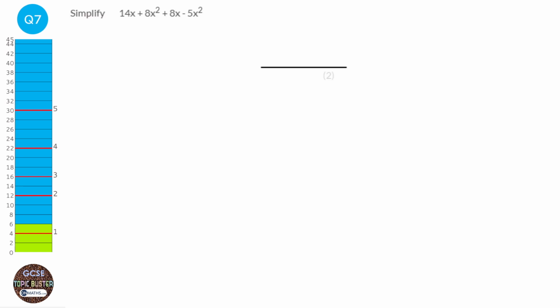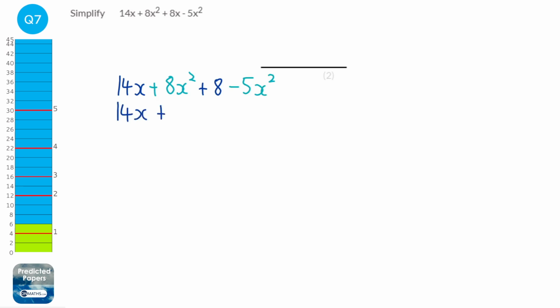So what I'm going to do is write this question out, but I'm going to use a different colour for all the things that are like terms. So we've got the 14x, we've got the 8x squared, we've got the 8x, and we've got the minus 5x squared. So the like terms are the x terms, so 14x plus 8x. And the x squared terms are like terms, so we've got 8x squared, take away 5x squared.